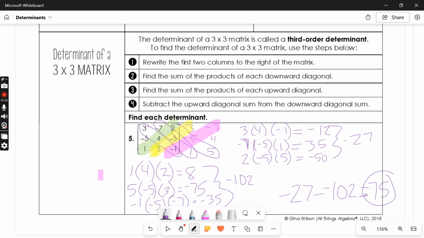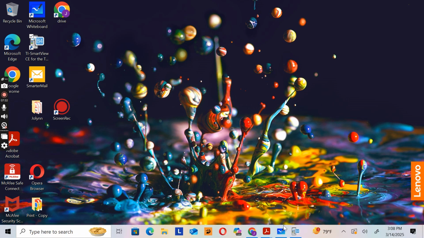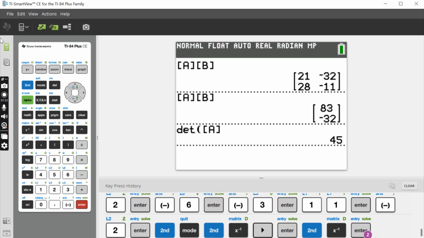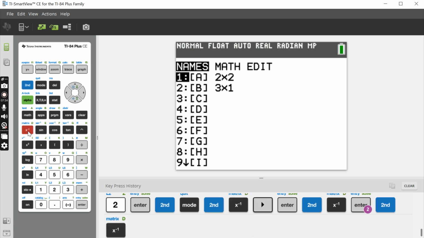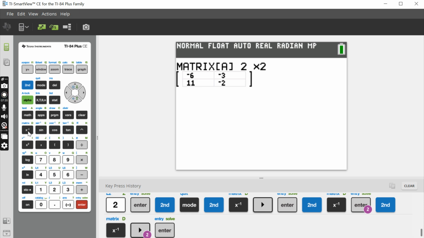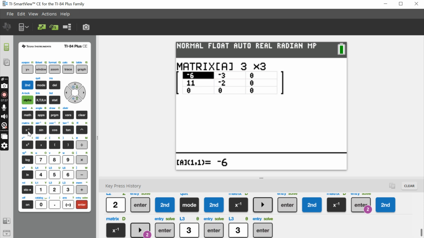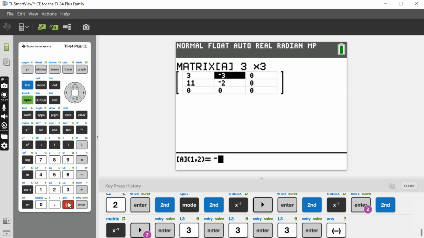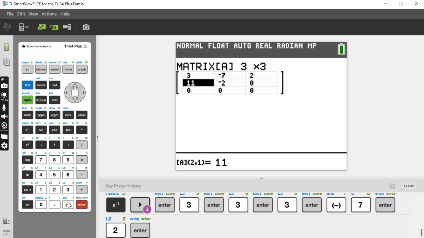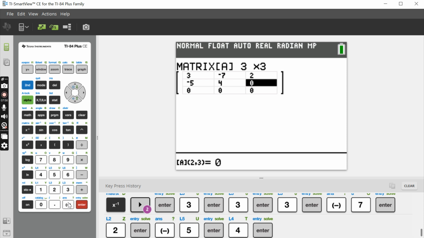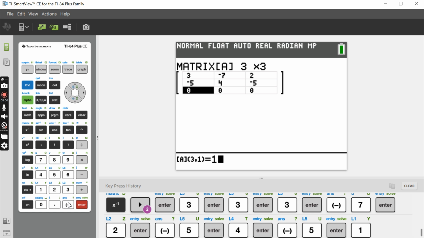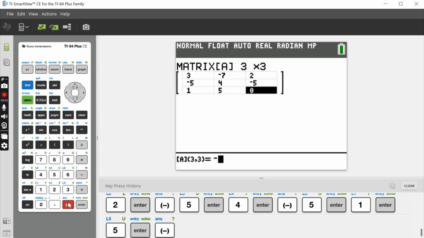Okay, so calculator, I'm going to go second matrix. I need to arrow over so that I'm editing the first one. This time it's a 3 by 3 matrix. So I have 3, negative 7, 2, negative 5, 4, negative 5, 1, 5, negative 1.